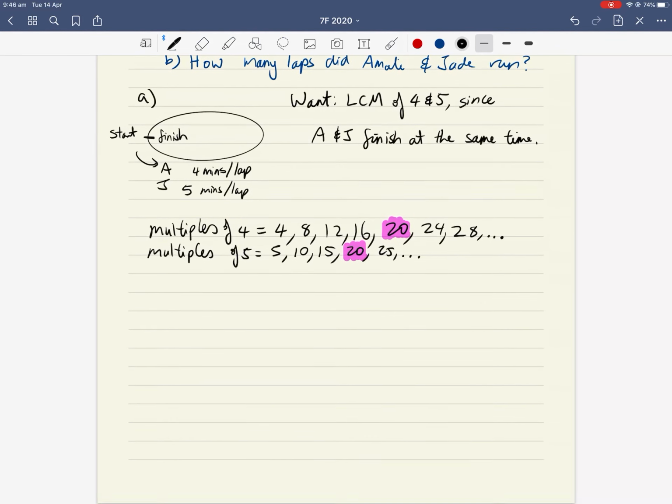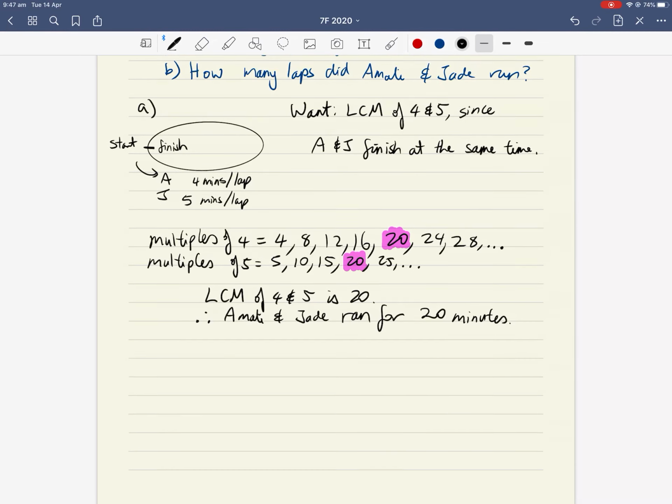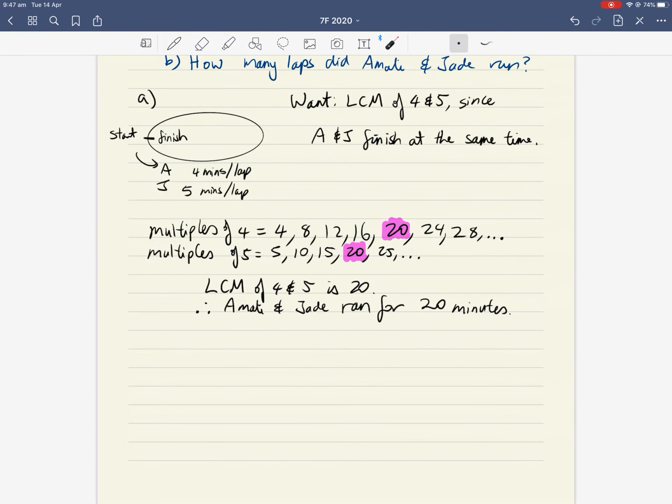So from here we can say that 20 is in common, so the LCM of 4 and 5 is 20. So we can conclude that therefore both Amali and Jade ran for 20 minutes. Your sentence conclusion should link back up with what the question was asking for. And don't forget units, your minutes, because they didn't run for 20 elephants.